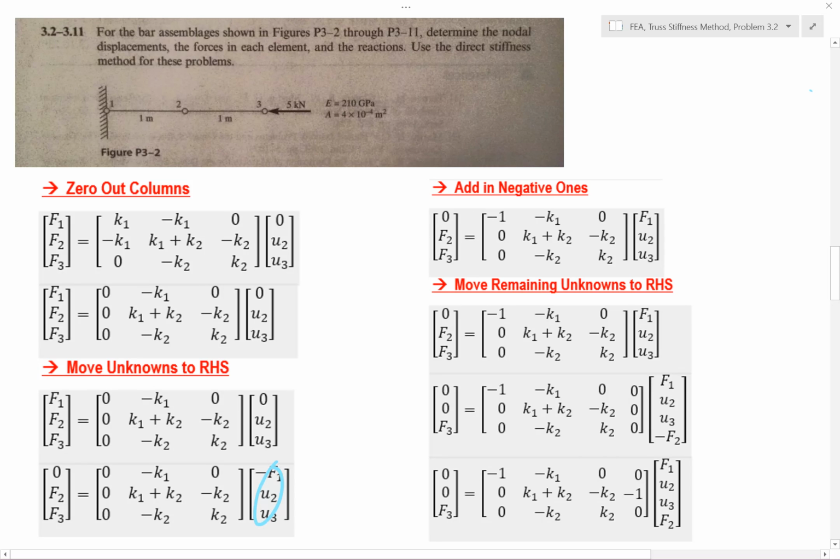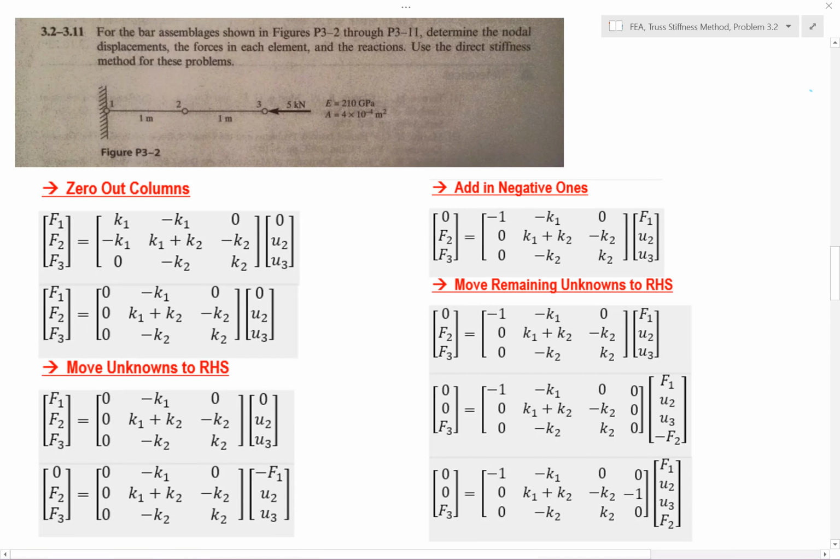Now, we don't want any negatives in our answers, right? Because that'll give us a negative answer in the calculator. So let's go ahead and distribute that -1 out. So let's put it here. Okay, so we put it there, right? So remember, this represents this entire column, so we're good there.